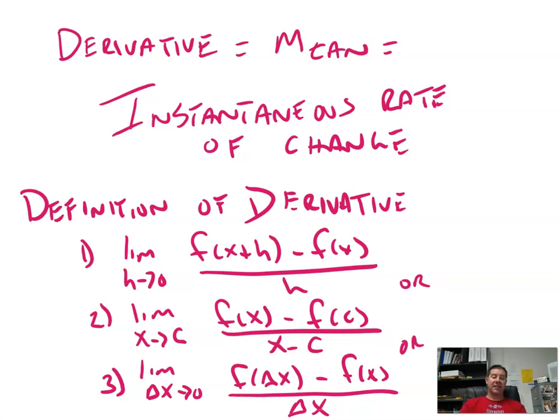Or you might see the limit as delta x approaches 0 of f of x plus delta x minus f of x over delta x. This is the same as the very top one. Instead of h, they use delta x, since we're talking about that change in x on the x-axis. So these are our 3 definitions of derivatives.